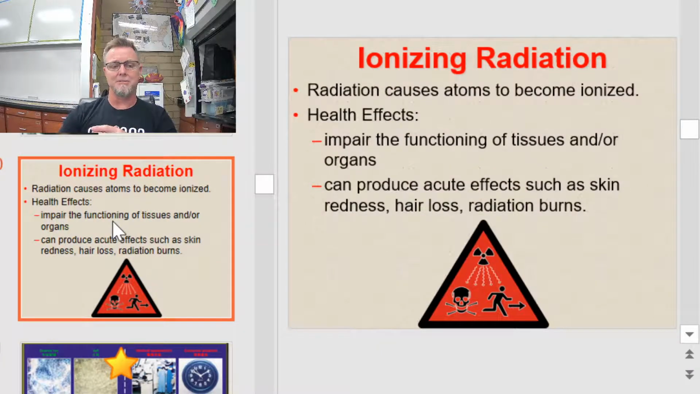Ionizing radiation. Ionizing radiation is another, well, mutagenic agent that can lead to things like cancer and have toxic effects on the body. The radiation causes atoms to become ionized. It impairs the function of tissue and organs. It can produce acute effects like skin redness, hair loss, and radiation burns, or it can cause chronic effects like cancer.